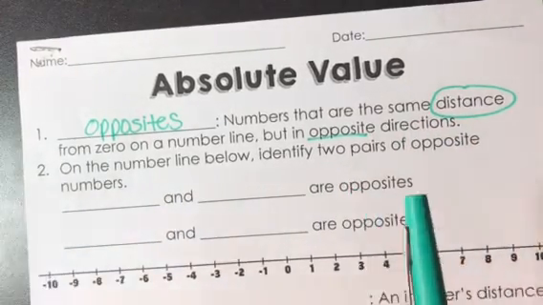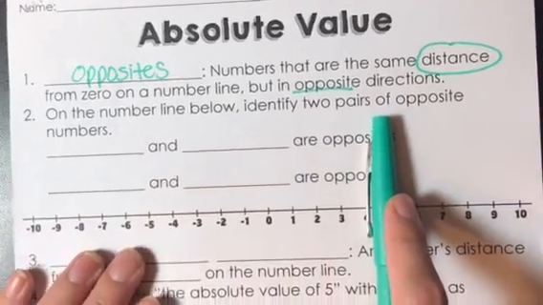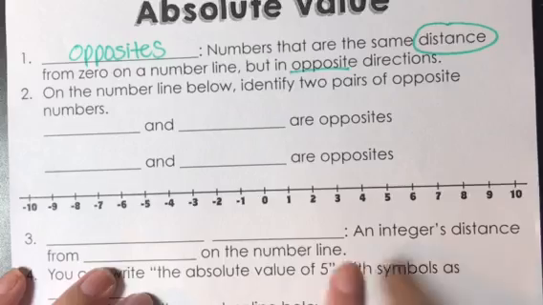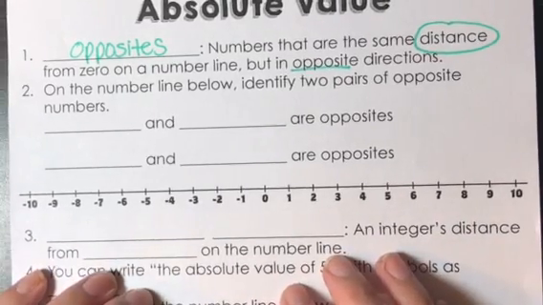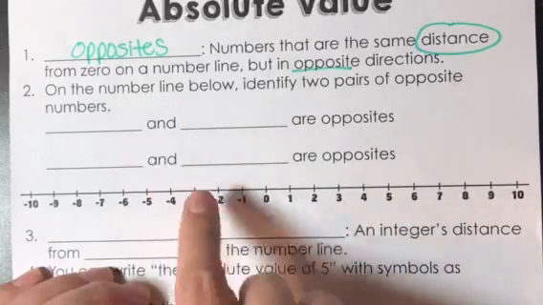Now moving on. On the number line below, we're going to identify two pairs of opposite numbers. So you guys can come up with different ones. I'm going to give you guys about 20 seconds to find a number on the number line and write its opposite. Go.